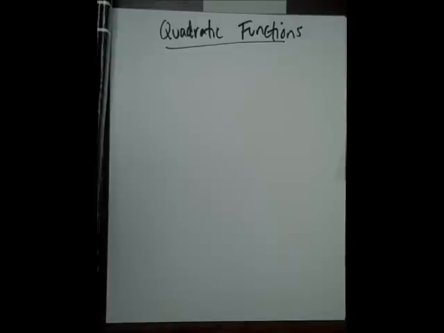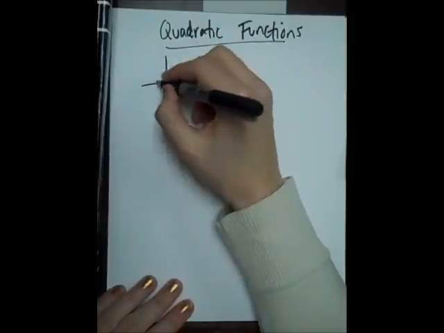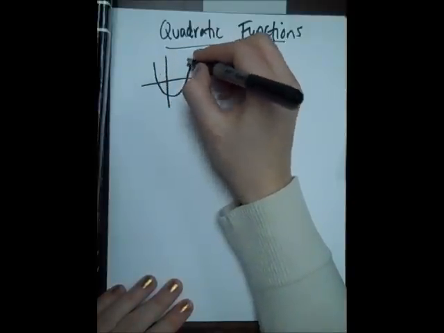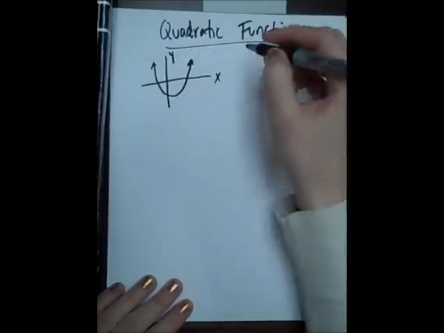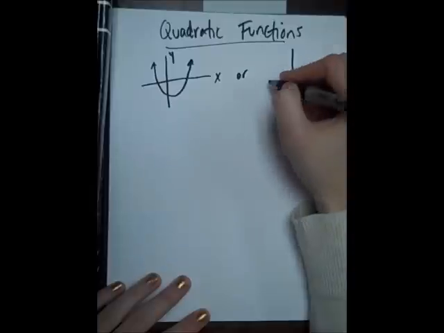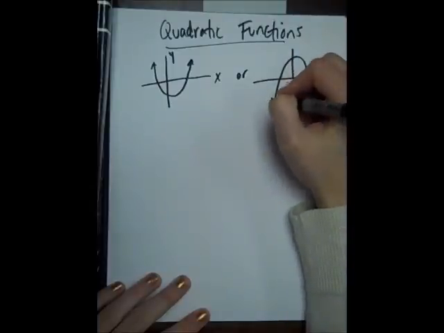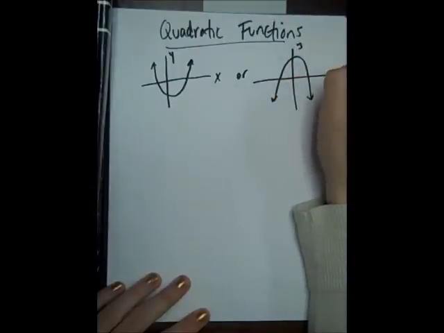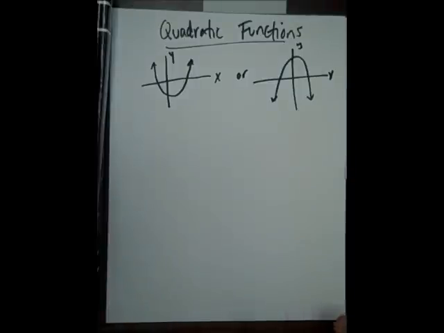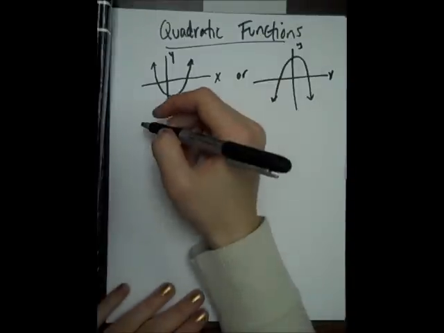So linear functions, the largest power on x was 1. Quadratic functions, the largest power is going to be 2. So the way their graphs look are parabolas. So we can have one that's facing up, or we can have one that's facing down. So a quadratic function is always going to have a graph of a parabola like so. We should define it.